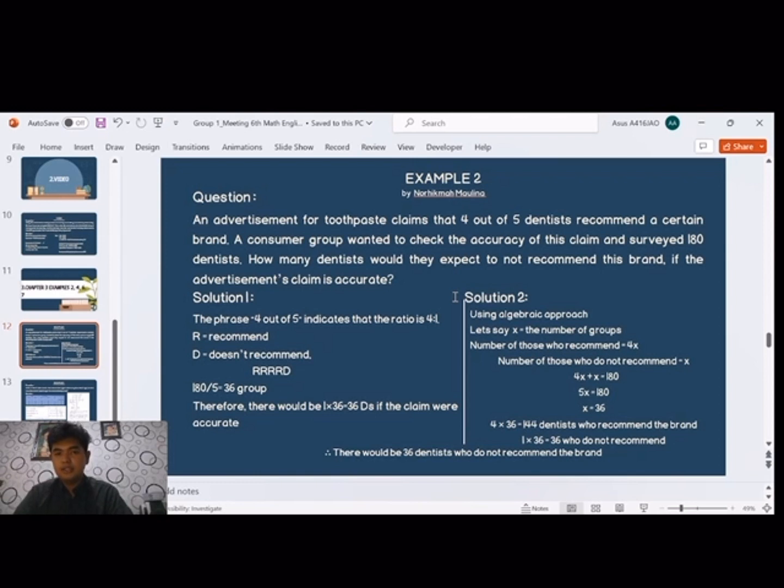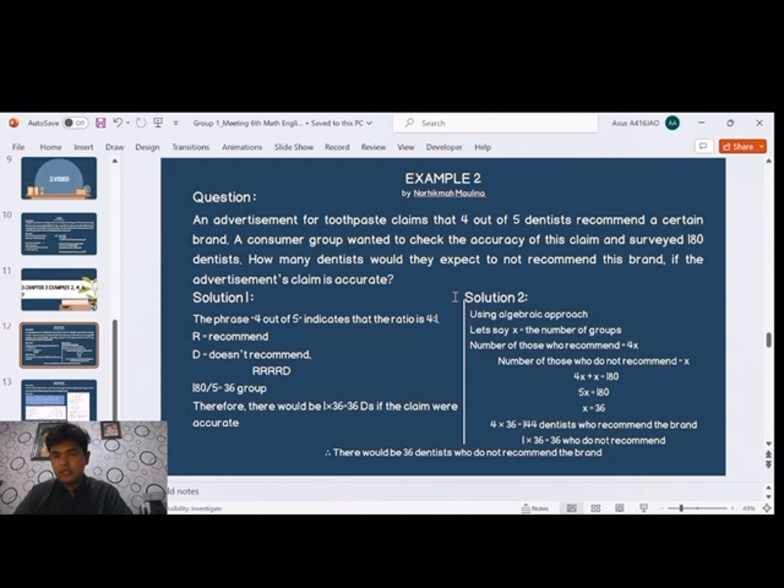Okay, the solution uses an algebraic approach. Let's say X is the number of groups, so the number of dentists who recommended is 4X, and the number of dentists who do not recommend it is X. So it will be 4X plus X equals 180.